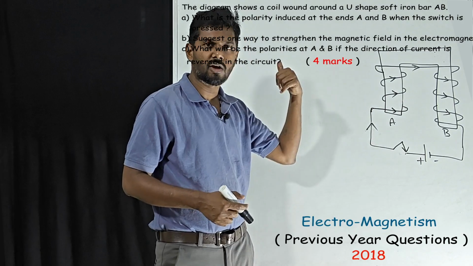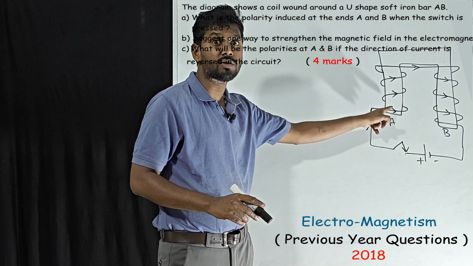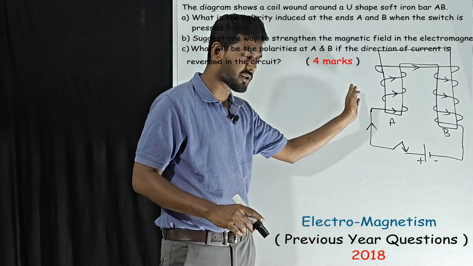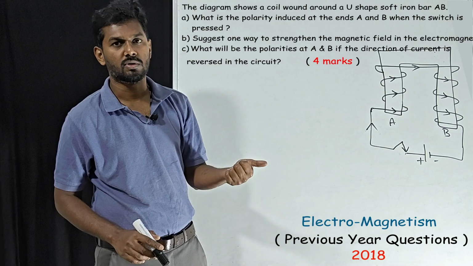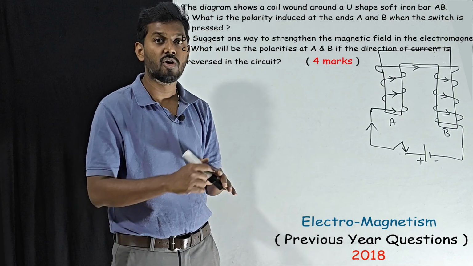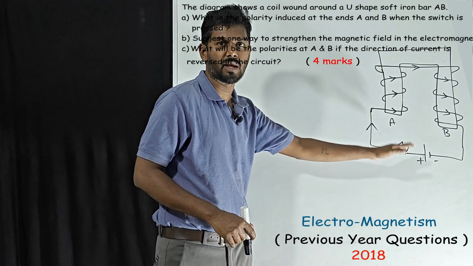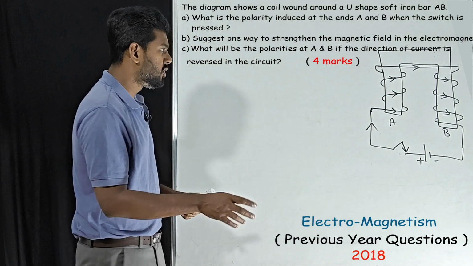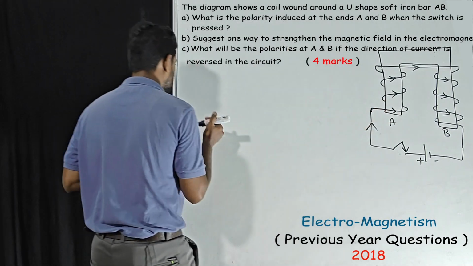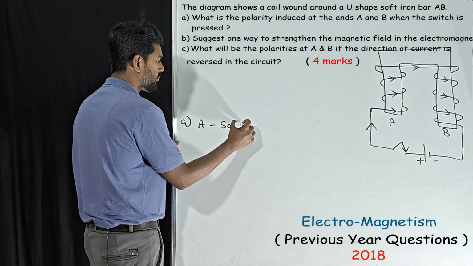So see here, in the concept video, I have clearly taught you that the direction of current on the core is important. If the direction of current on the core is towards the right side, then it is south. If it is towards the left side, it is north. That is what we have learnt in the concept video. This right side and left side only works for a U-shaped magnet. So now anyhow it is right side, so for the first question, A is south.